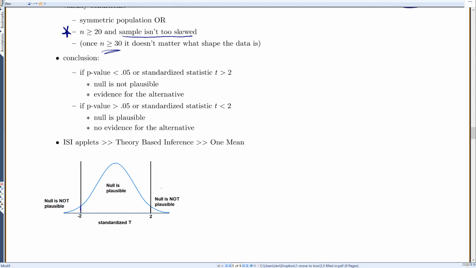Or if we're out here in the tails, we can say my p-value is less than 0.05, or over in this tail, my p-value is less than 0.05. So if you're far out enough in the tails, so your p-value is less than 0.05, or your standardized statistic is above 2 or less than -2, then your null is not plausible. If you're in the middle, then your null is plausible and you don't have evidence for the alternative. And we're going to use the ISI applets. It's called theory-based and one mean.